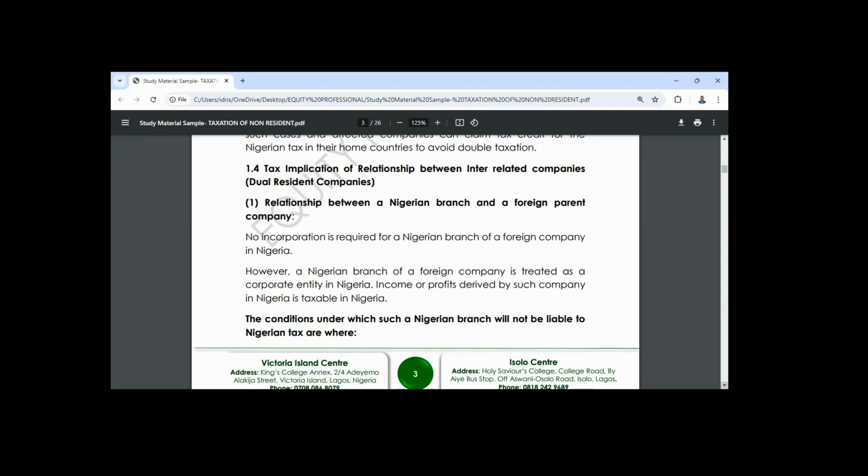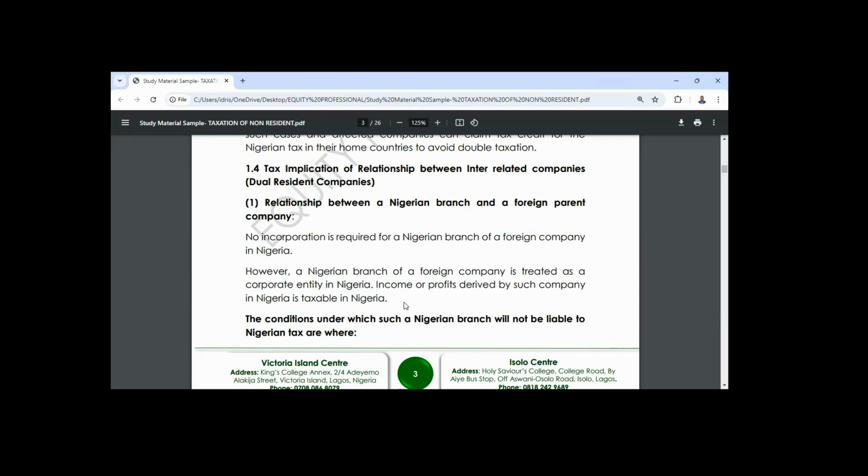Another tax implication is that a Nigeria branch of a foreign parent company is to be treated as a corporate entity in Nigeria. That means the income and profit derived by such branch will be liable to tax in Nigeria. That Nigeria branch, whose head office is in a foreign country, the income and the profit that they derive will be liable to tax in Nigeria since they are doing business in Nigeria. The profit of the branch in Nigeria will be liable to tax in Nigeria.